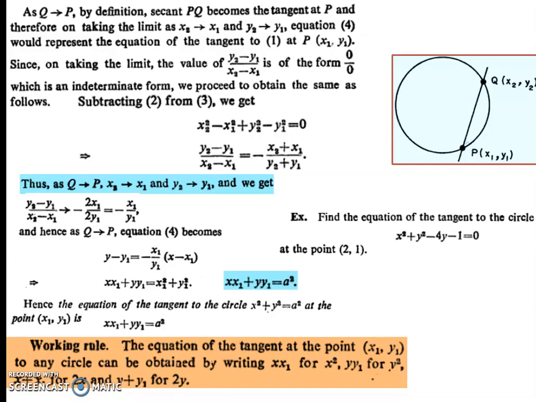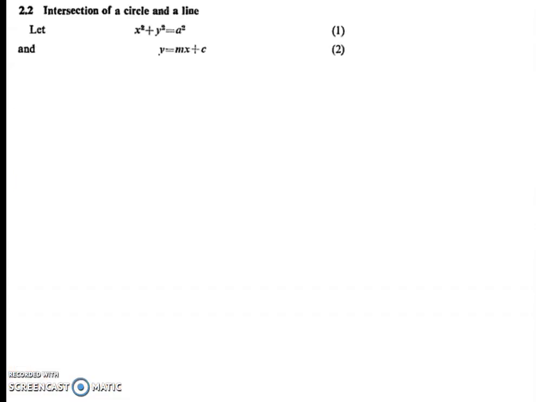Find the equation of tangent to the circle x square plus y square minus 4y minus 1 is equal to 0 at the point (2, 1). So the equation of tangent is xx1 plus yy1 minus 4 into (y plus y1) by 2 minus 1 is equal to 0, where x1 is equal to 2 and y1 is equal to 1. So it becomes 2x plus y minus 4 into (y plus 1) by 2 minus 1. So this is the equation of tangent.